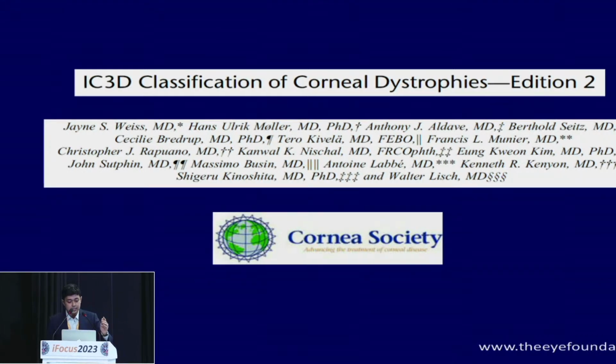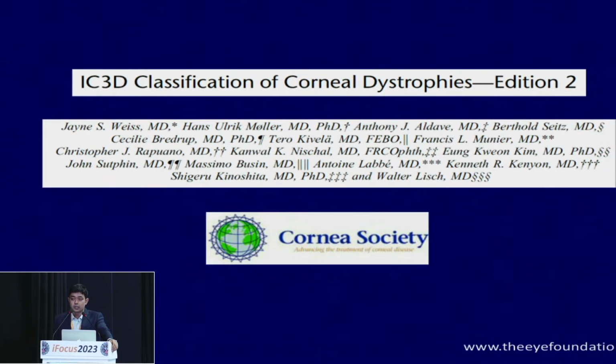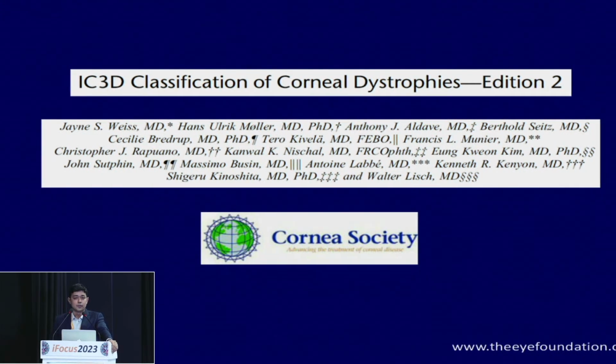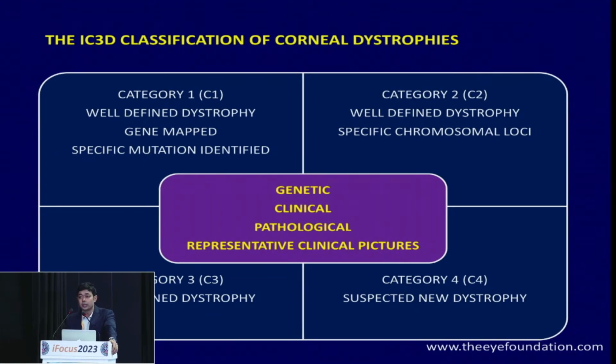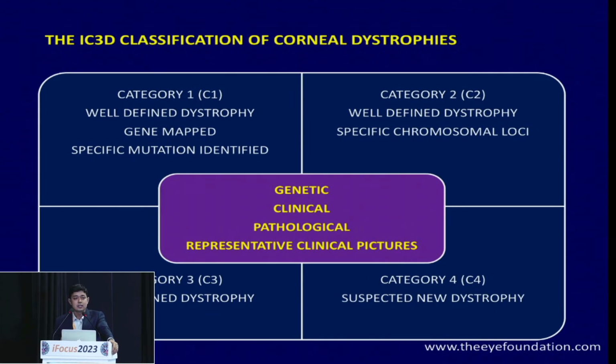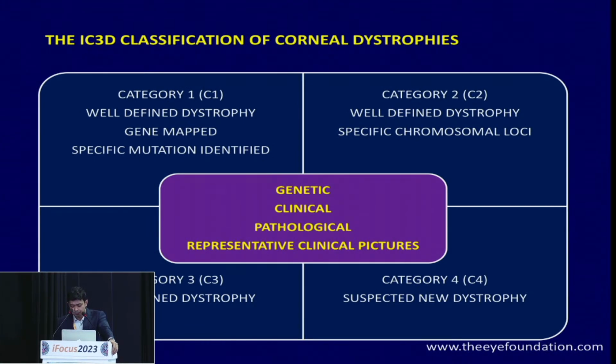But in the IC3D classification of corneal dystrophies, there is a certain difference which has been pointed out, and there are 4 categories, category 1, 2, 3 and 4, and it's important that you at least know what these categories are about. Category 1 is our standard dystrophies, where it's a well-defined dystrophy, and the exact gene, the exact locus and the specific mutation have been identified. Your typical granular, lattice, macular, all of them come under category 1.